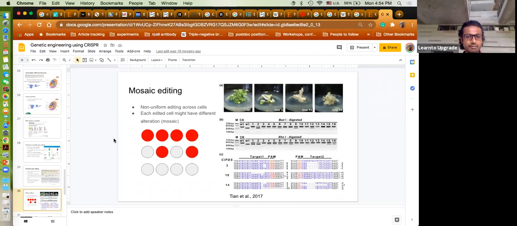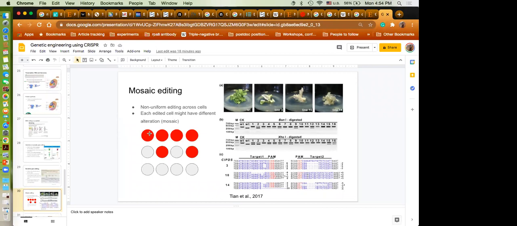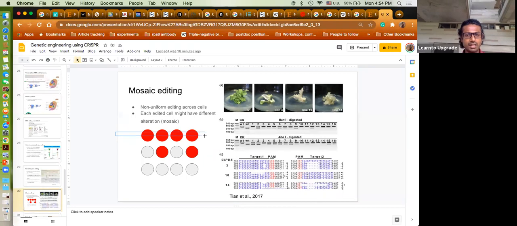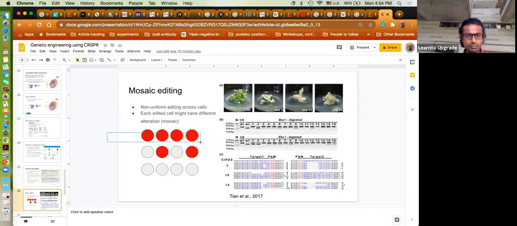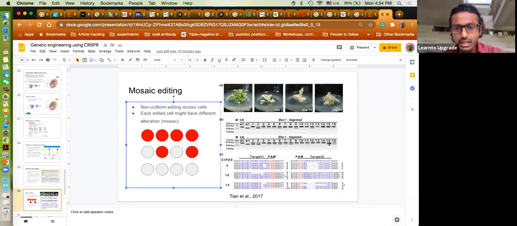It's a problem if you rely on cells that are in this stage. That is why it is important to appreciate that this stage where you successfully see gene editing. How can I better show this?